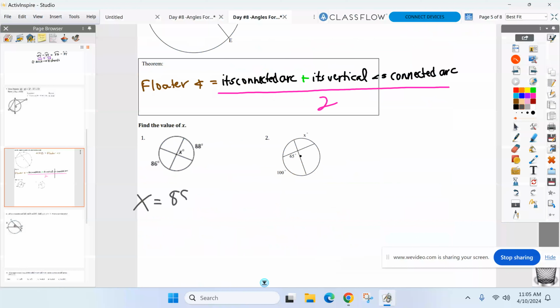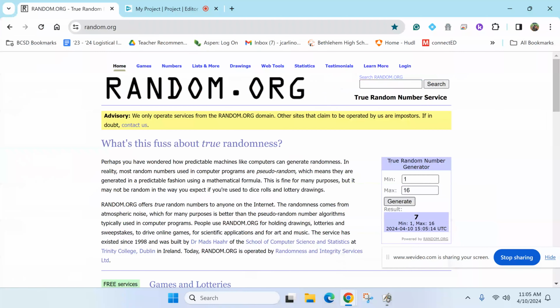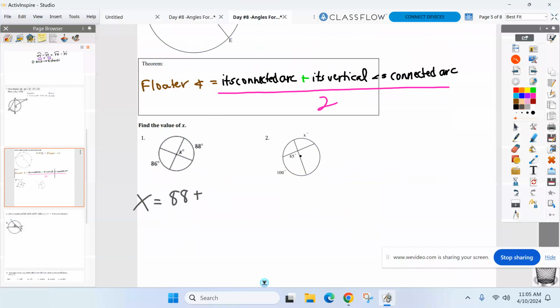88. So I take that 88, add it to its vertical angle's connected arc, which would be, Amy? 86. Divide that by 2.